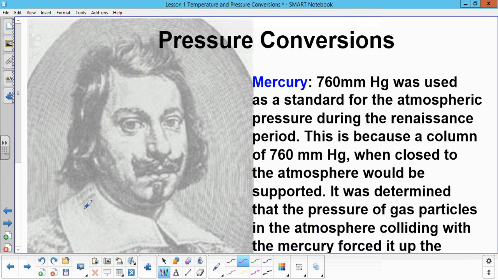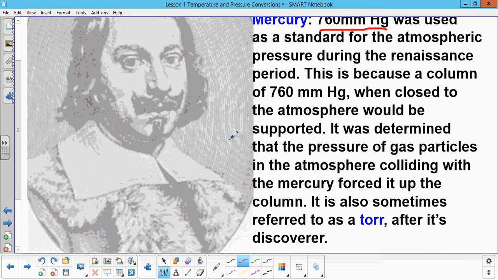he found out that on an average day at sea level, no matter where you are in the world, the air could support a column of mercury 760 millimeters tall. He called that standard pressure. Later on, 760 millimeters of mercury was called torrs after its discoverer. That was called 760 torrs.